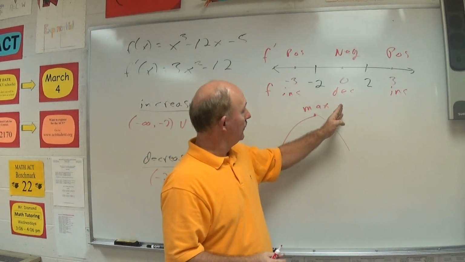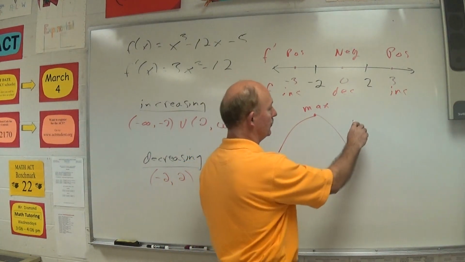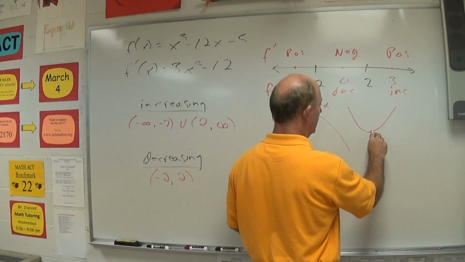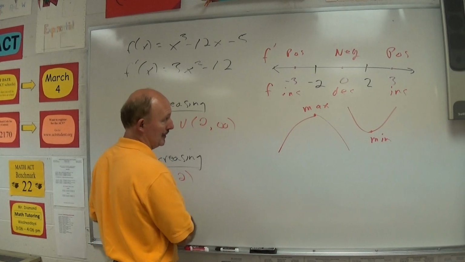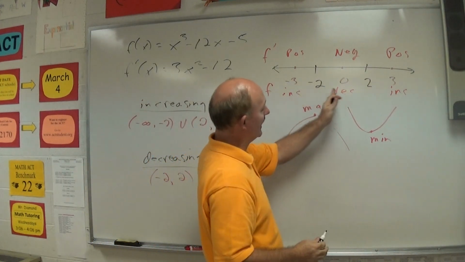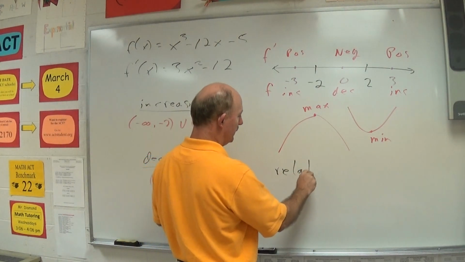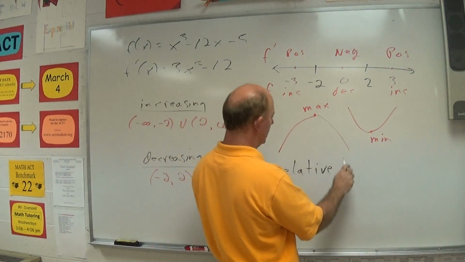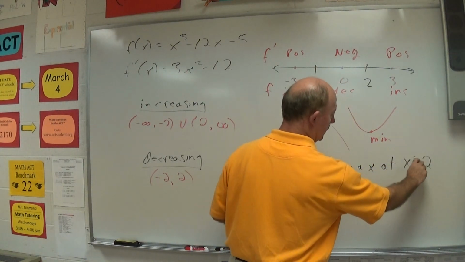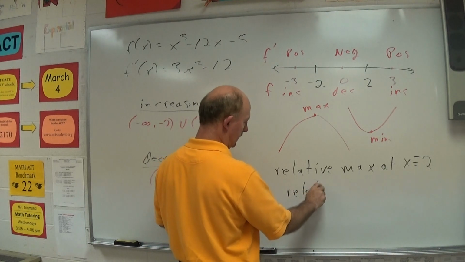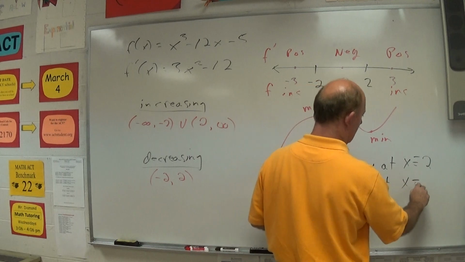Then the graph is decreasing, and at positive 2, the graph starts to increase again. So the graph is decreasing, then increasing, which means we've got a relative minimum. As we describe what's happening, negative 2 is a relative maximum, and then we have a relative minimum at x equals positive 2.